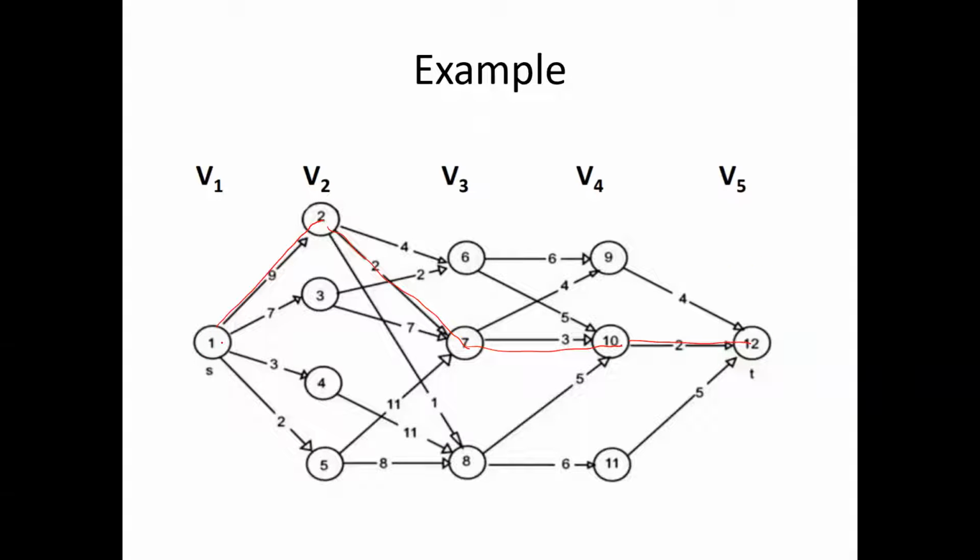The other one is from 1 to 3, and then from 3 to 6, then from 6 to 10, from 10 to 12. So you may be thinking that from the graph only we can calculate. The thing is, we have to imagine that all these are happening.